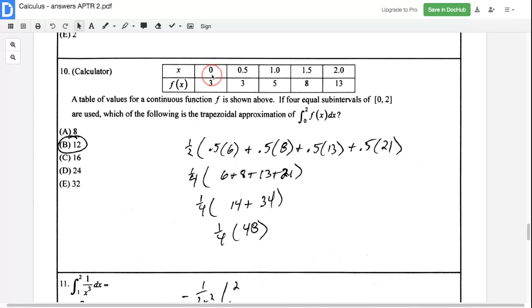So the first one, I'm going to have 0.5, and then I'm going to have 6. Second one is going to be 0.5, and 3 plus 5 gives me 8. Third one is 0.5, and 5 plus 8 gives me 13. Last one is 0.5, and 8 plus 13 gives me 21. I work all that out. We end up with 12 as our answer.